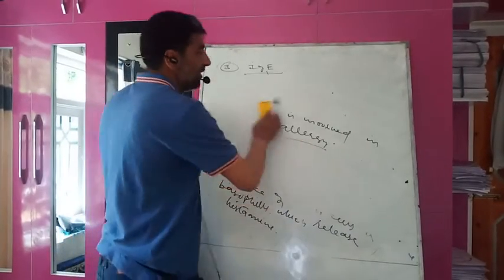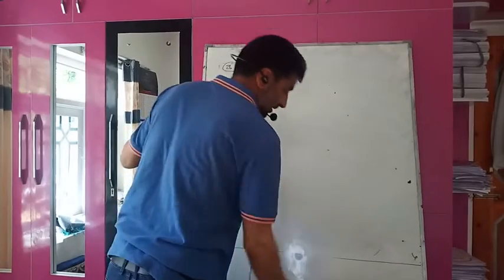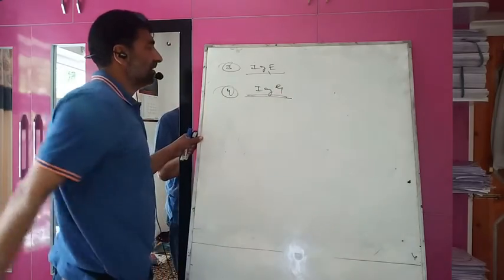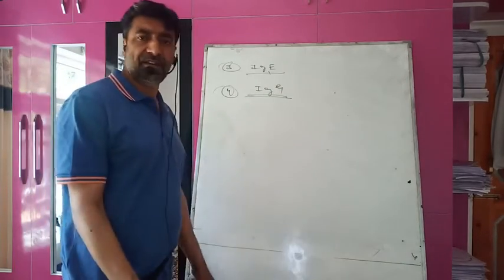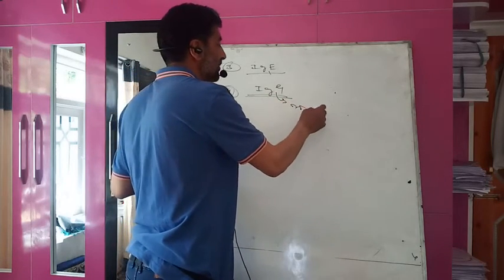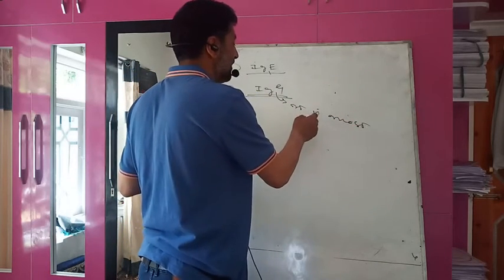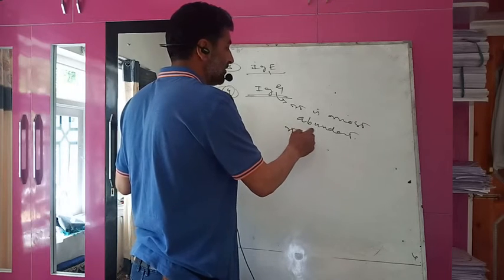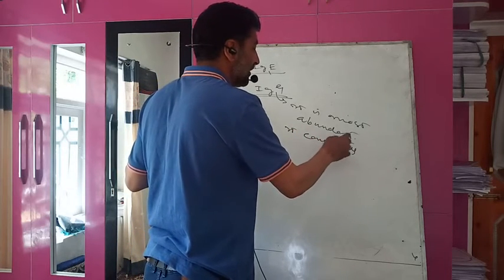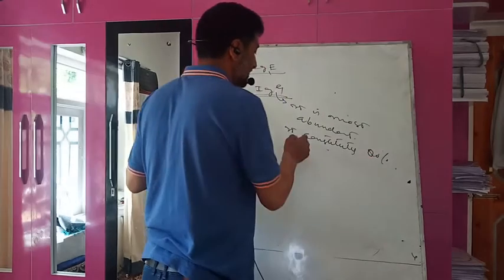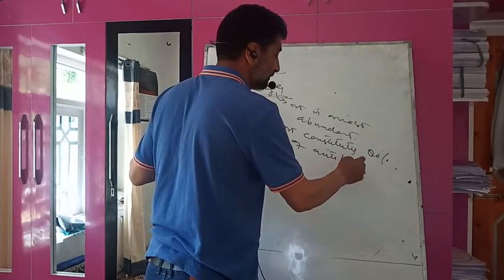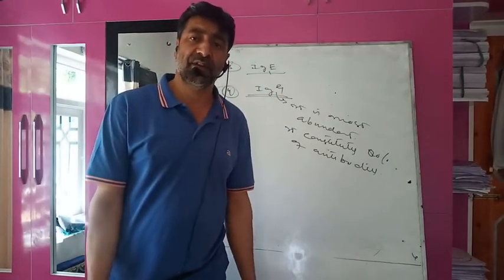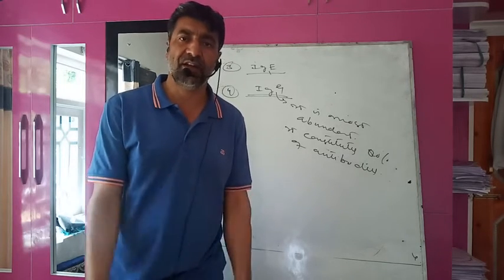Okay, the next antibody is IgG. IgG antibody is the most abundant. It constitutes 80% of antibodies. Among the antibodies in the blood, 60% are IgG. This is the most abundant antibody.